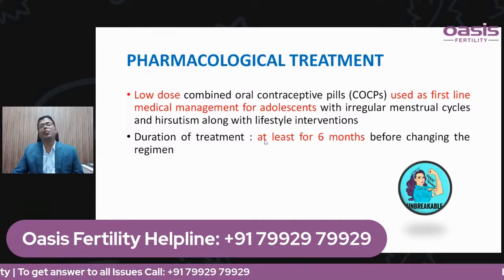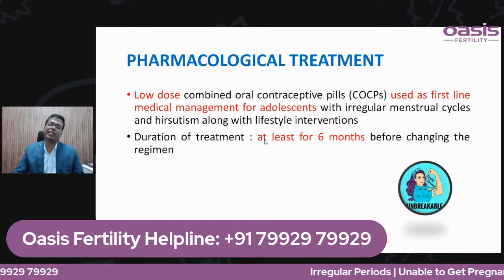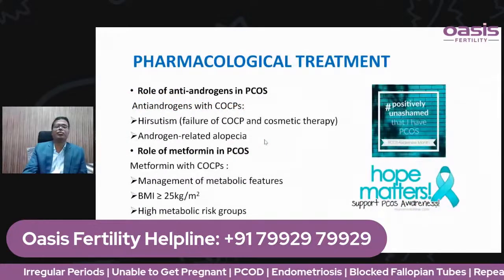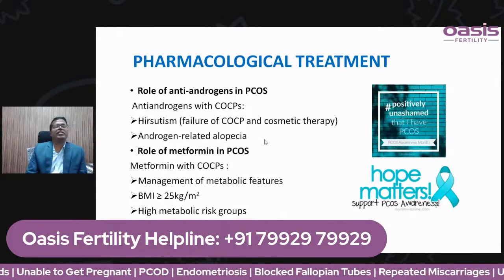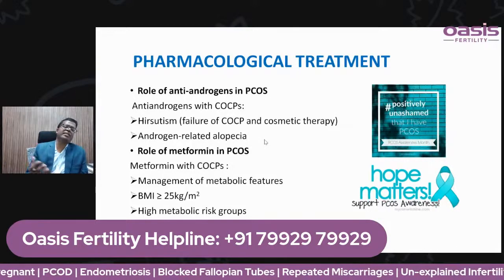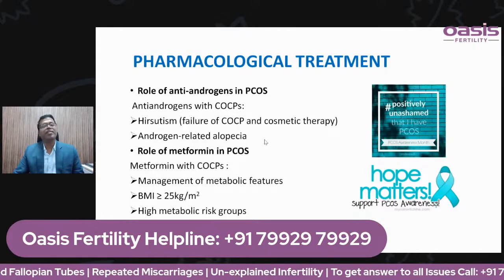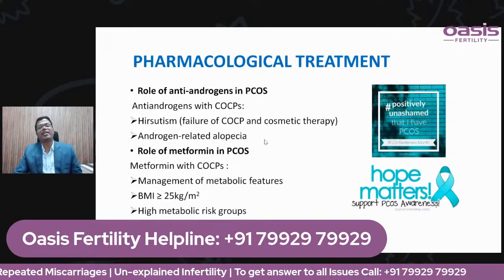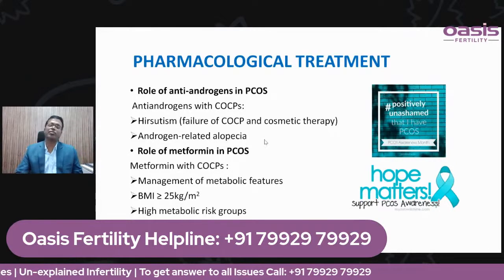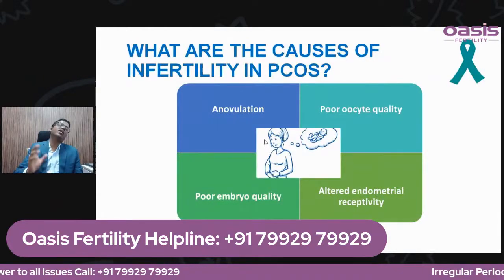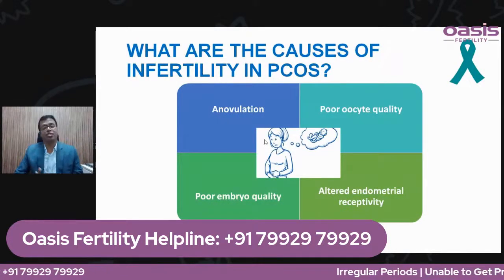But to achieve the goal of cycle regularity, the minimum duration they should take the medicine is 6 months. If you take it for less than 6 months, it may not be effective. So we should have that idea. Along with that, there are many other drugs. If you see hirsutism, androgen excess, features of excessive testosterone, in that case we give anti-androgens, and other metabolic drugs are also used. I'm not going to describe those in detail, but I'm just giving an overview of how we proceed with the treatment of polycystic ovarian syndrome.